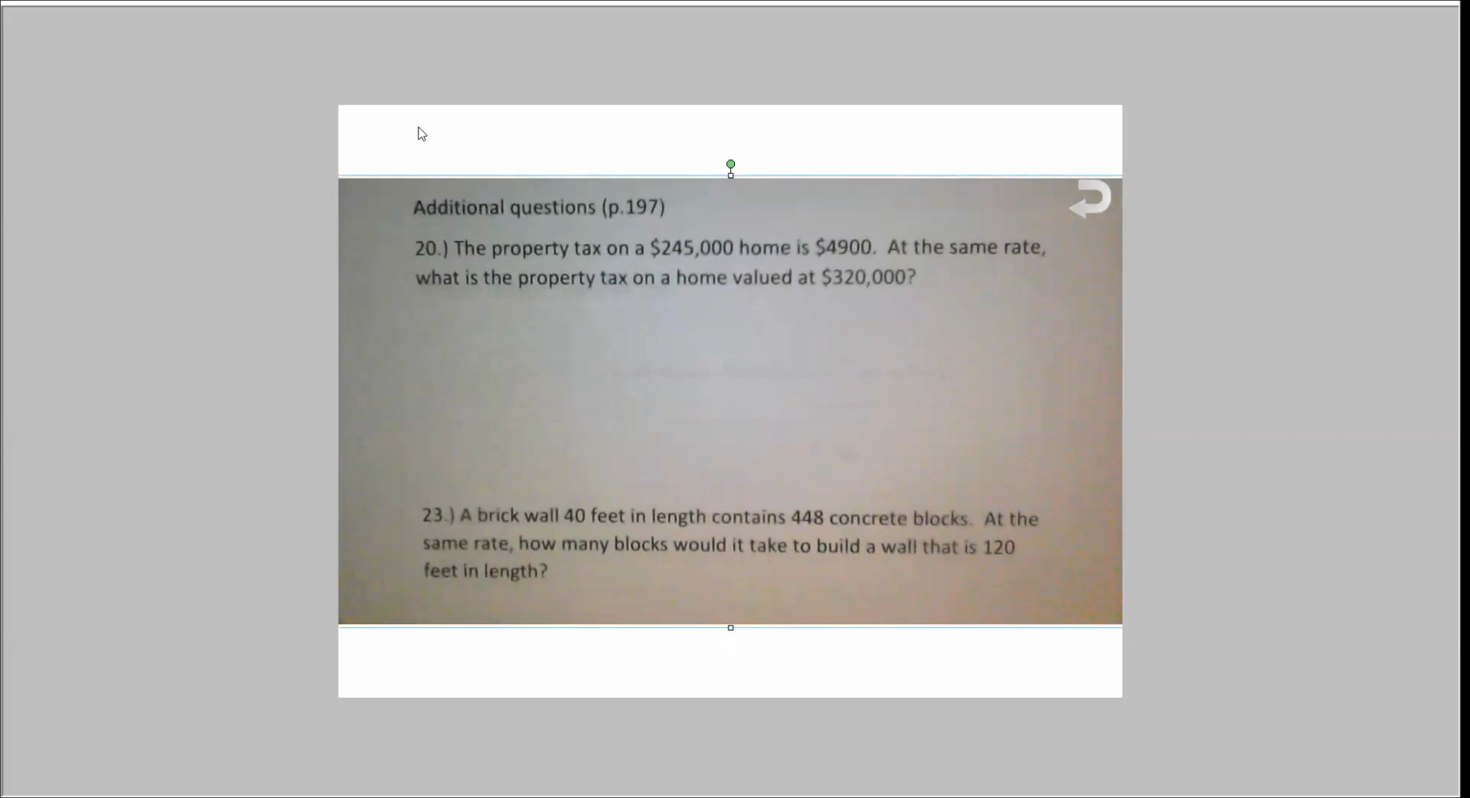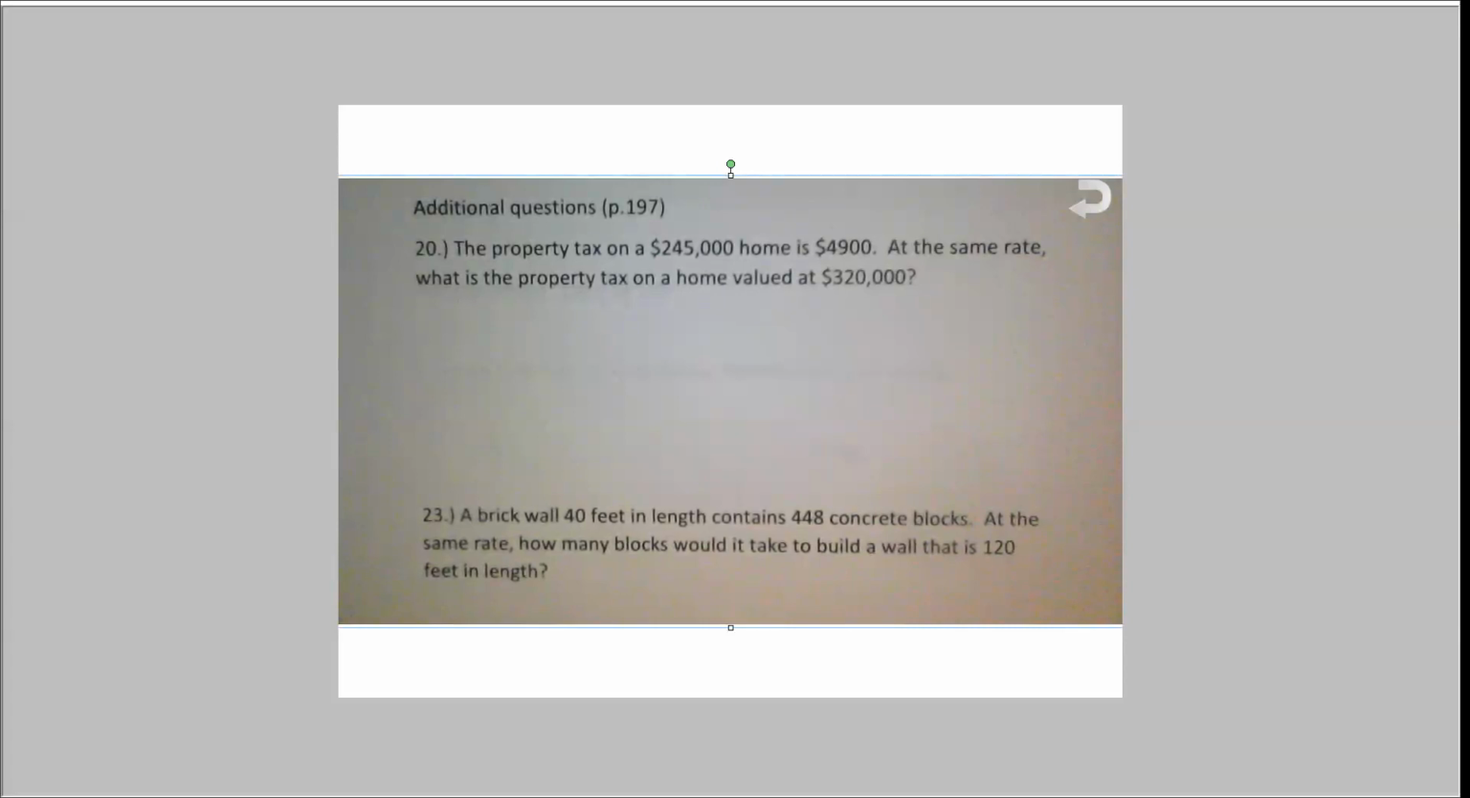Number 20 says, the property tax on a $245,000 home is $4,900. At that same rate, what is the property tax on a home valued at $320,000? Because it's telling us at this same rate, we want to know what value would make this relationship proportional.